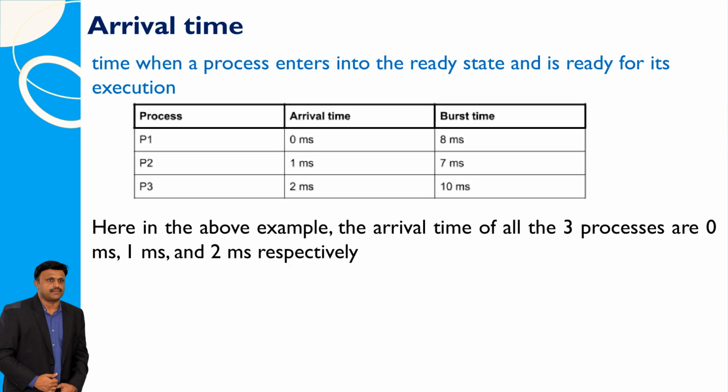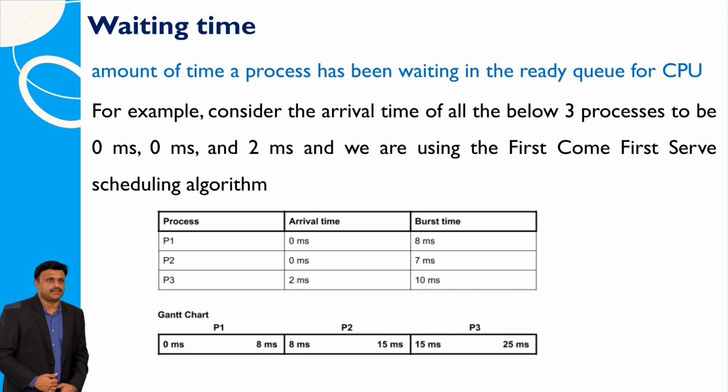In the context of process scheduling, the arrival time denotes when a process becomes ready for execution. In a specific scenario where three processes are considered, their arrival times are 0 milliseconds, 1 millisecond, and 2 milliseconds respectively. Waiting time refers to the duration a process remains in the ready queue awaiting CPU execution. For instance, if three processes with arrival times at 0 milliseconds, 1 millisecond, and 2 milliseconds are managed using the first-come first-serve algorithm, the waiting time for each process would vary depending on their order of arrival and scheduling.